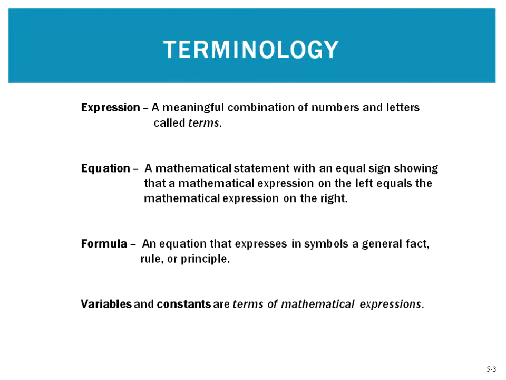So let's go over some basic terminology first. It's better to do that because then going in you'll know what we're talking about. An expression is a meaningful combination of numbers and letters called terms. So 5x is a term, but 5x plus 2 is what we call an expression. An equation is a mathematical statement with an equal sign, showing that a mathematical expression on the left is equal to the expression on the right. Okay? So expression, equal sign, that's what you call an equation.